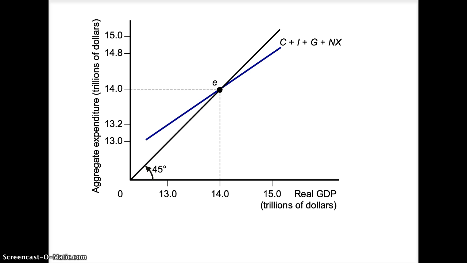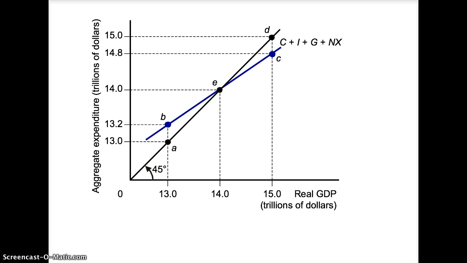Reviewing this diagram in more detail, aggregate expenditures on the vertical axis and real GDP on the horizontal. The 45-degree line representing all the points in which the amount spent equals the amount produced, and the blue aggregate expenditures line. At point E, consumers are spending $14 trillion on goods and services, and the economy is producing $14 trillion worth of goods and services. At point A, the economy is producing $13 trillion in goods and services, but consumers are spending $13.2 trillion, point B, on goods and services. Therefore, firms are using inventories to meet demand and will increase production. At point D, the economy is producing $15 trillion, but consumers are demanding $14.8, point C. Therefore, inventories are starting to pile up. Firms will respond by decreasing production.